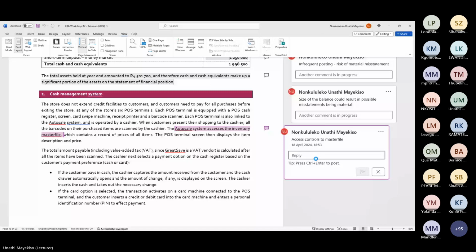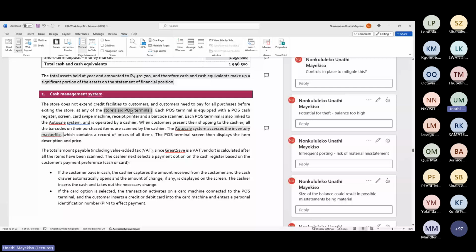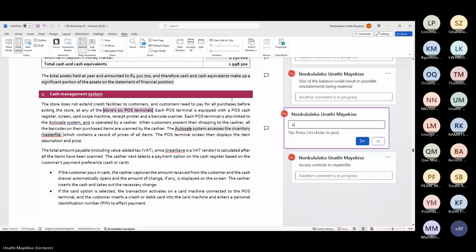Okay, another thing, sorry to interrupt, Unati. We can maybe put cameras next to each cashier so that when they scan their items, we can see that they've actually scanned it. Yes. At the terminals. So maybe at this point we are asking if there are cameras. Yes.